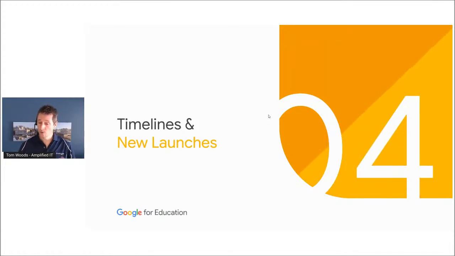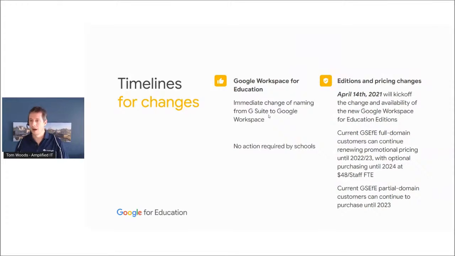Some timelines, and then we'll get into those new launches. April 14th of this year is when Teaching and Learning and Plus become available for purchase. So these new editions, Standard, Teaching and Learning, and Plus, if you don't have Enterprise at all, those are available as of April 14th for you to purchase in that new format, given the pricing that we looked at before.